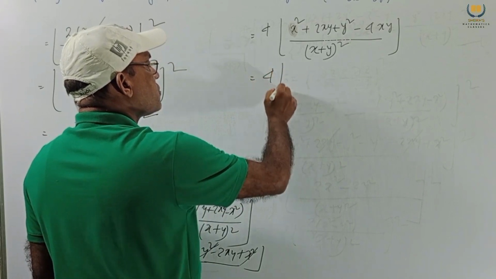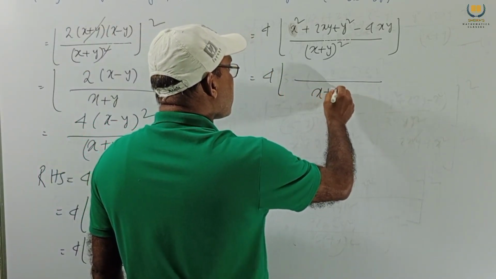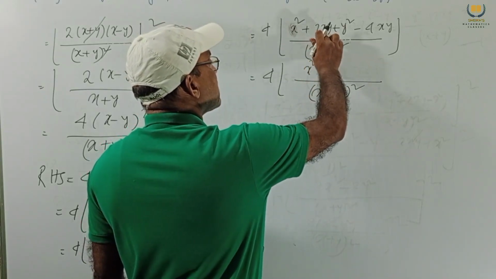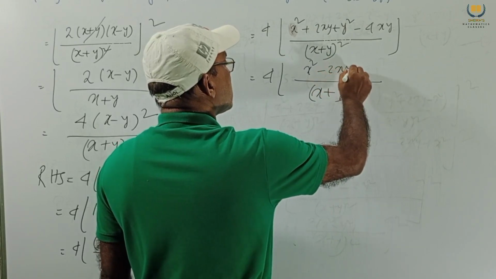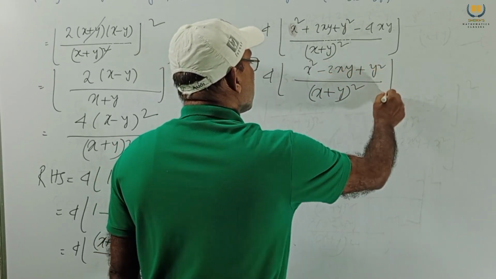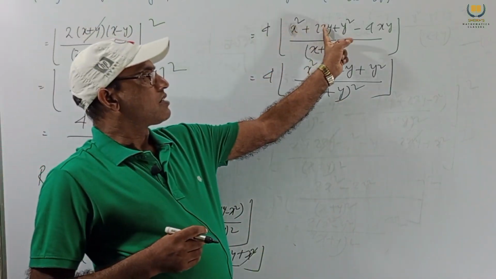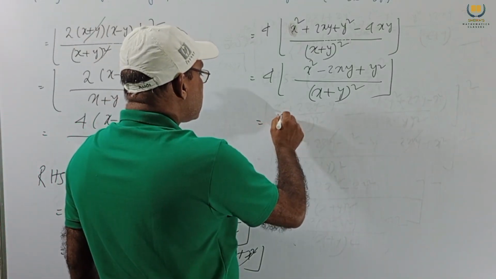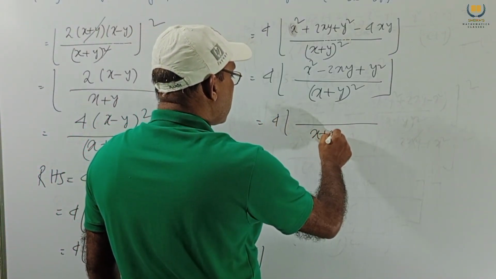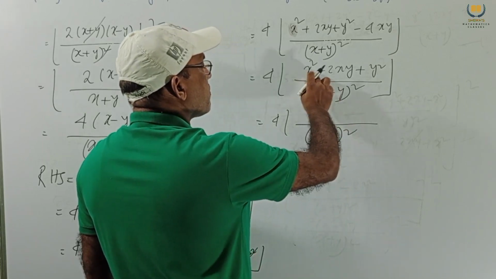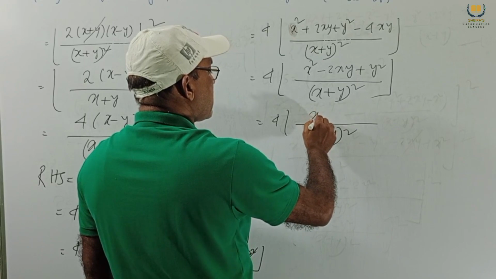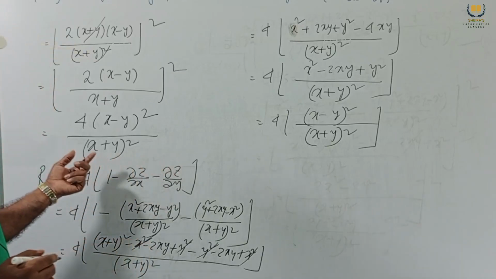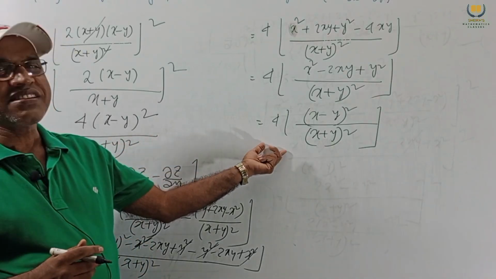Now answer coming soon. Within a short time answer will come in our whiteboard. This is x square, this minus 2xy plus y square. x square, this minus this, 2xy plus y square we get. The denominator remains same, (x plus y) whole square, a square minus twice ab plus b square, this is (a minus b) whole square. So we get left hand side and right hand side same result.